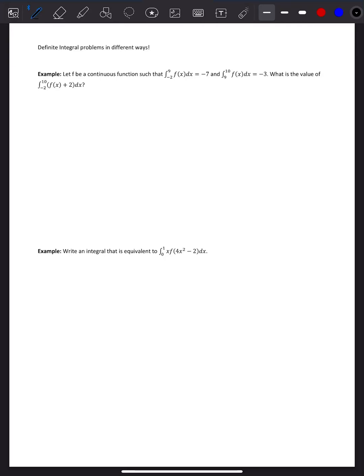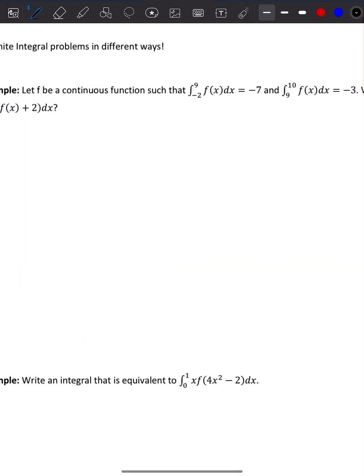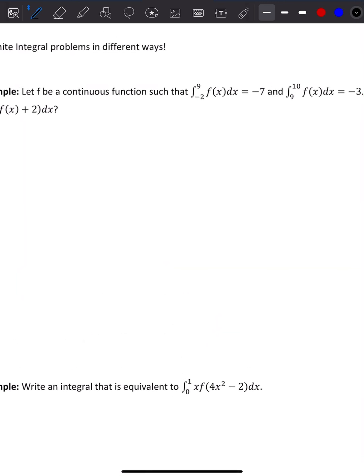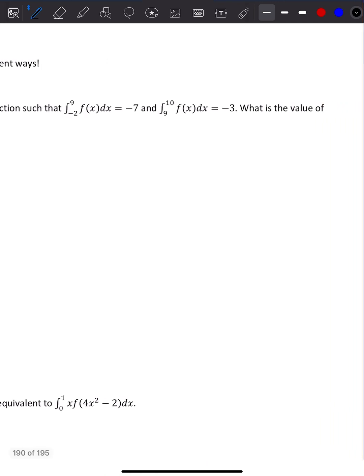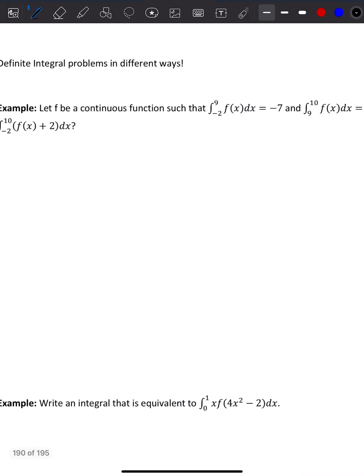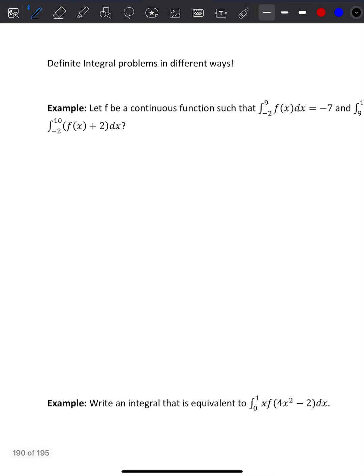We also need to think about how we look at definite integrals in different ways. So we had our classic way of just anti-deriving, plugging stuff in, and then getting a value. But this one, we have: let f be a continuous function such that the integral from negative 2 to 9 of f of x is negative 7. The integral from 9 to 10 of f of x is equal to negative 3. What is the value of the integral from negative 2 to 10 of f of x plus 2?